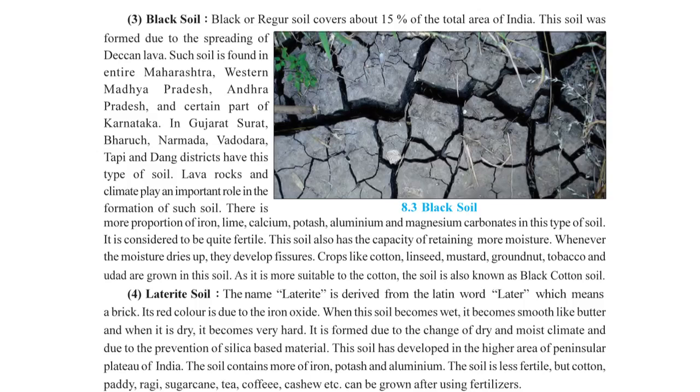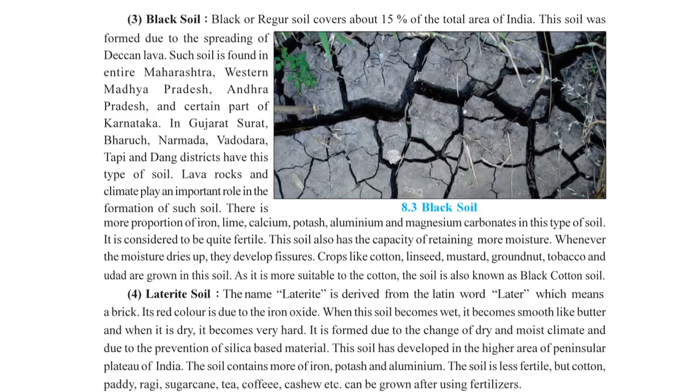Black or regur soil covers about 15% of the total area of India, and this soil was formed due to the spreading of Deccan lava. Deccan lava is nothing but, in the southern part of India, in the Deccan plateau, way back there was a volcano, and because of that volcano, lava came out of it.